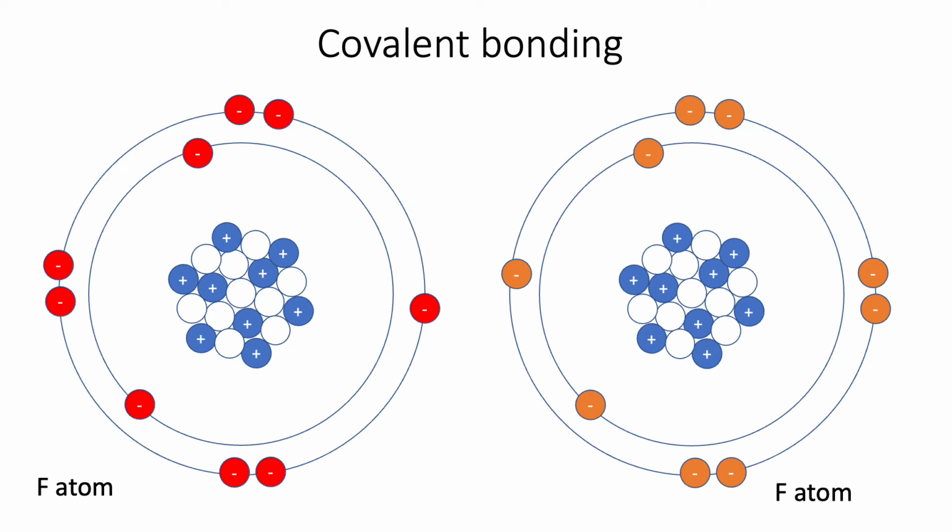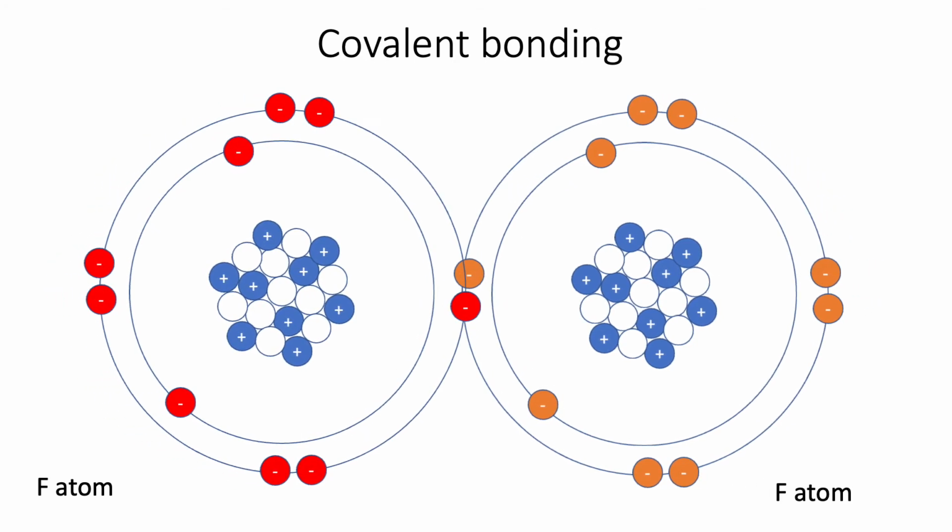Let's look at an example: fluorine. Fluorine is in group 7. It wants to gain one electron to form F-. When we bring two fluorine atoms together, they both want to gain one electron. They do this by sharing one electron each. This way, both fluorine atoms appear to have 8 electrons. This forms an F2 molecule.